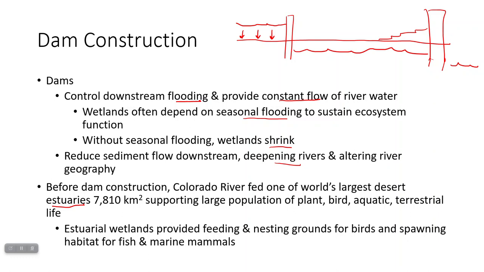But once all these dams were built on the Colorado River, these wetlands just dried up. These wetlands were providing feeding and nesting ground for birds. They were spawning habitats for fish so they could release their eggs and sperm and reproduce. They were habitats for some marine mammals. And most years, the Colorado River does not reach the ocean because so much of it's been diverted. So a lot of those wetlands are gone.